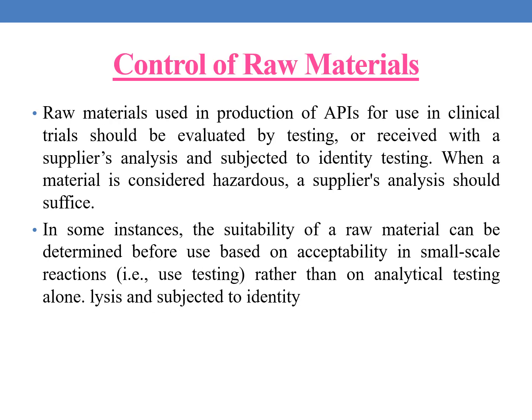Coming to the control of raw materials. Raw materials used in production of APIs for use in clinical trials should be evaluated by testing or received with the supplier's analysis and subjected to identity testing. When a material is considered hazardous, a supplier's analysis should suffice. In some instances, the suitability of a raw material can be determined before use based on acceptability in small-scale reactions rather than on analytical testing alone.